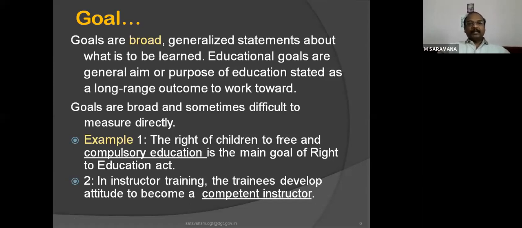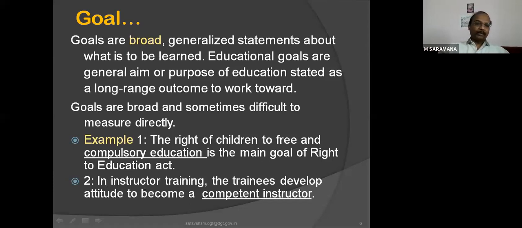For example, the right of children to free and compulsory education is the main goal of the Right to Education Act. There are so many acts introduced by our government, and Right to Education is one of the acts. So free and compulsory education is one of the important goals of the Right to Education Act. So this is one goal, that is a broader term, a broad ambition, you can say.